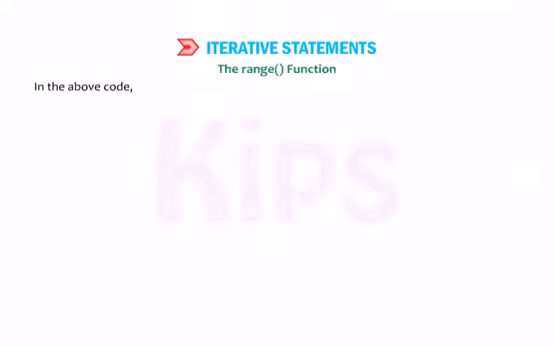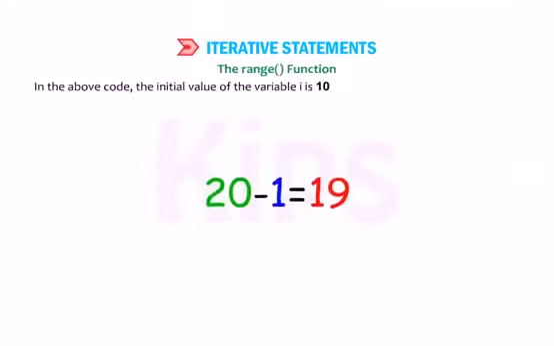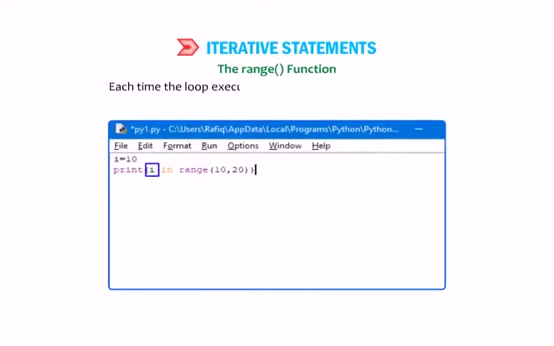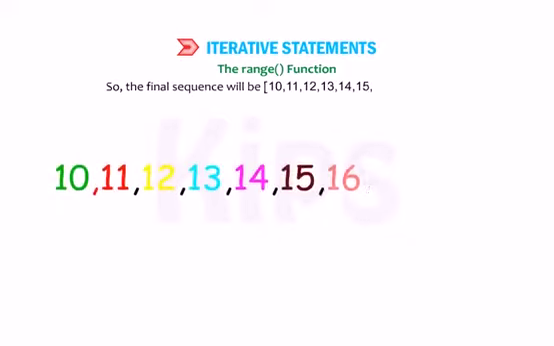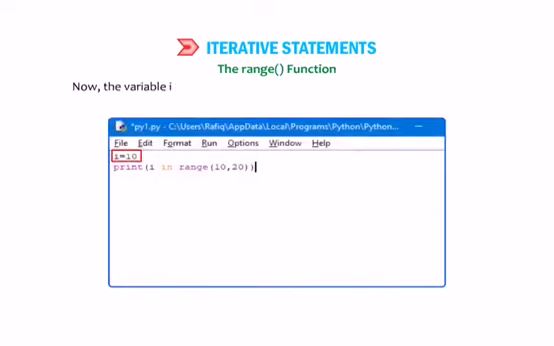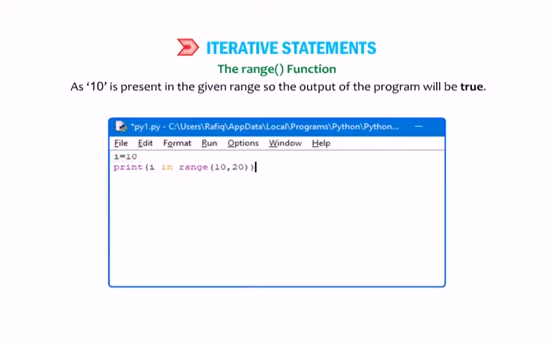In the above code, the initial value of the variable I is 10 and the final value is 19. 20 minus 1 equals 19. Each time the loop executes, the value of I is incremented by 1. So the final sequence will be 10, 11, 12, 13, 14, 15, 16, 17, 18, 19. Now the variable I, which in this case is 10, will be checked within this range. As 10 is present in the given range, the output of the program will be true.